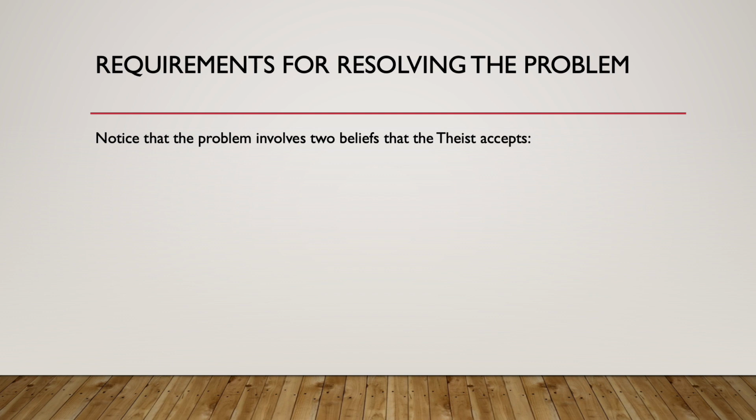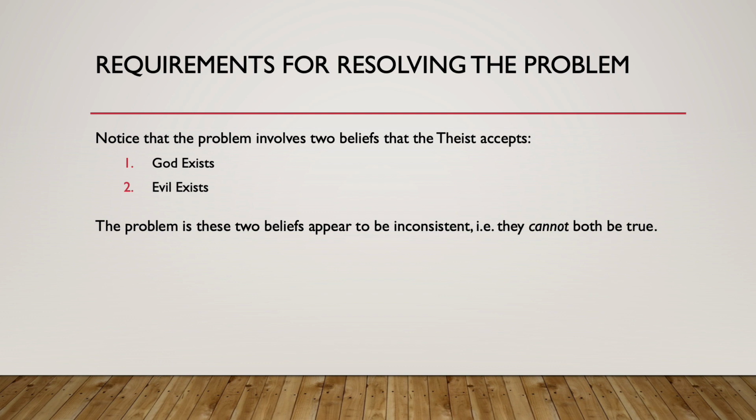Notice that the problem involves two beliefs that the theist accepts. The first is their belief that God exists, an all-powerful, all-knowing, all-good God, and their belief that evil exists. Because, again, we all pretty much believe that evil exists. And in fact, the existence of evil is a very important part of theism. If someone denied that evil exists, that would seem to rob religious stories of any sort of significance or meaning. So evil and God are both beliefs that are really important to the picture that theism is drawing. The problem is that these two beliefs appear to be inconsistent. In other words, it looks like they can't both be true.